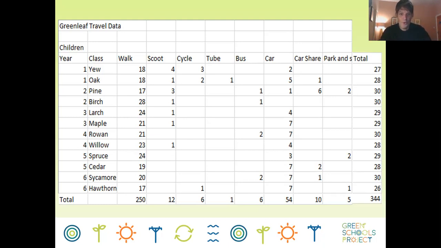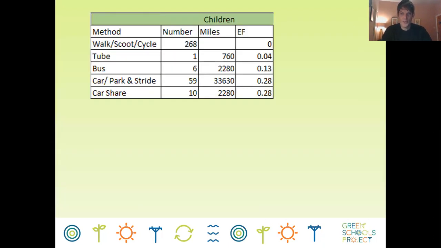I've put all of those results together using Excel. It's a little bit complicated, so you don't need to worry exactly where these numbers have come from, but I've simplified it and put all of the children who walk, scoot and cycle here. There's 268 of them. I haven't put how many miles because there are no carbon emissions from walking, scooting and cycling. For the other methods of transport, 1 person got the tube, 6 got the bus, 59 took the car into school. I've worked out an estimate of how many miles everybody has travelled over the whole year. Now we're going to do some calculations.